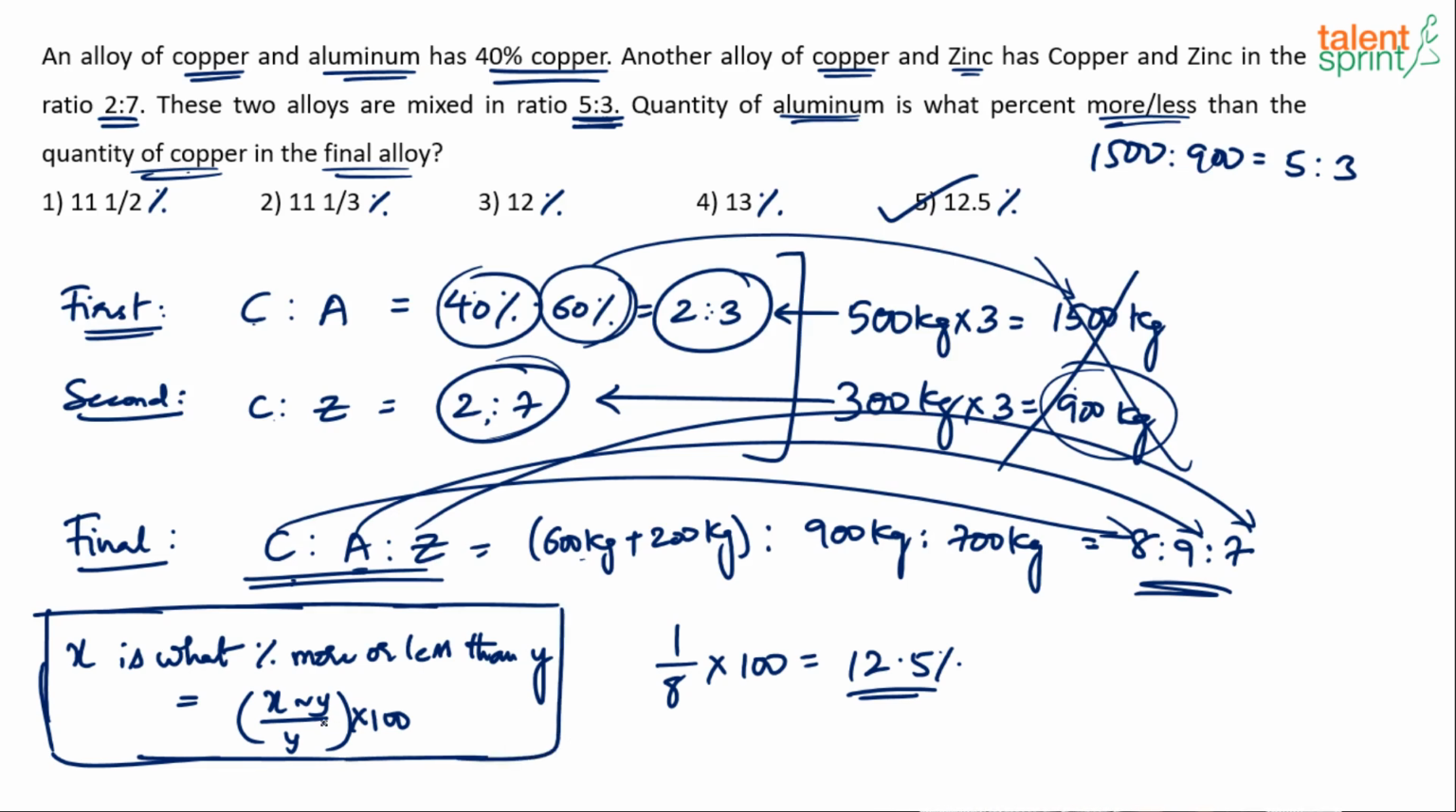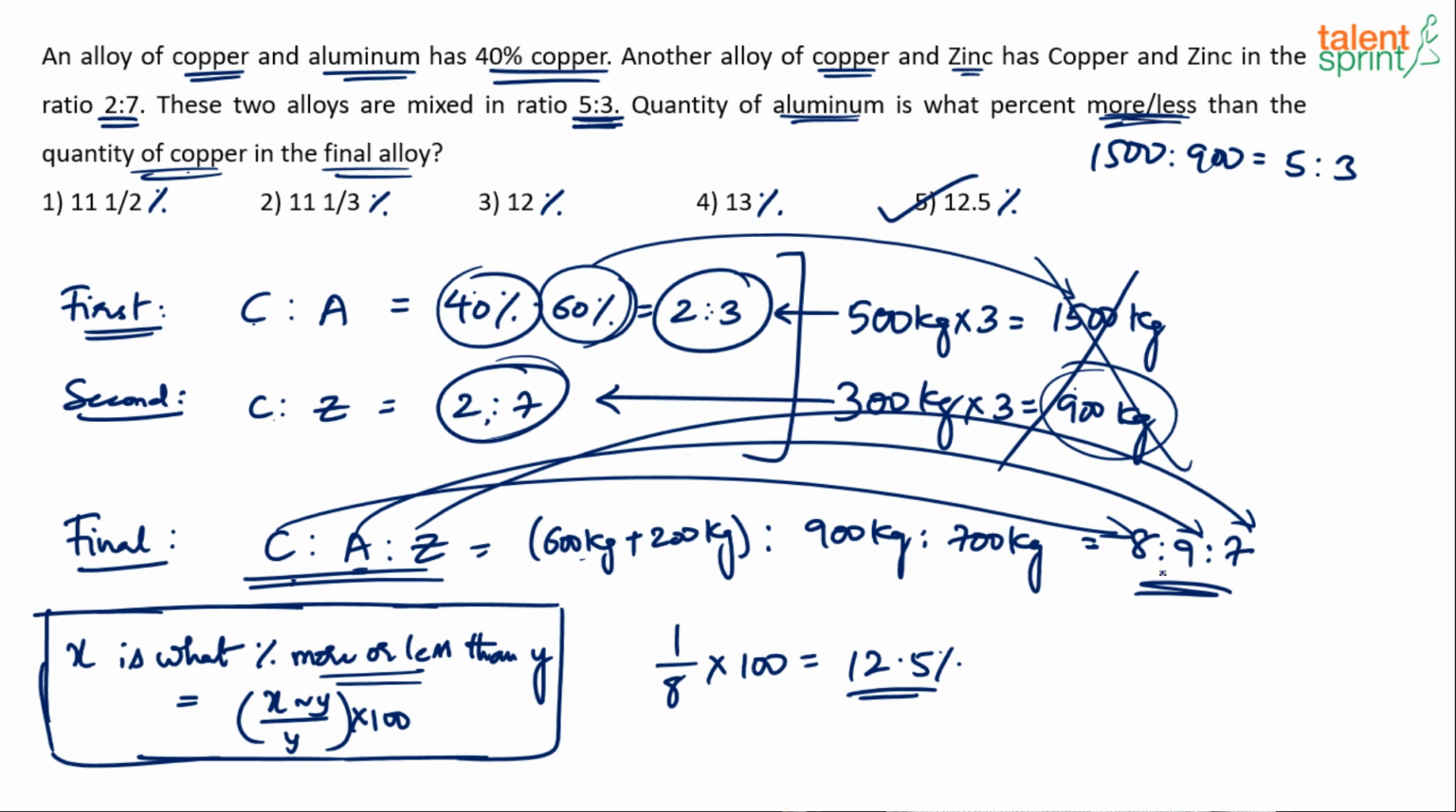X is what percentage of Y is one thing. X is what percentage more or less than Y is the other thing. So X is what percentage more or less than Y. You take the difference of X and Y, divide by Y. Comparison should be with Y. So aluminum is what percentage more or less than copper.